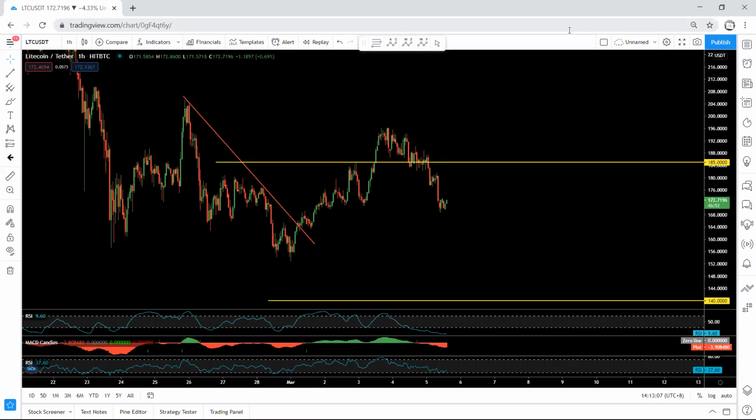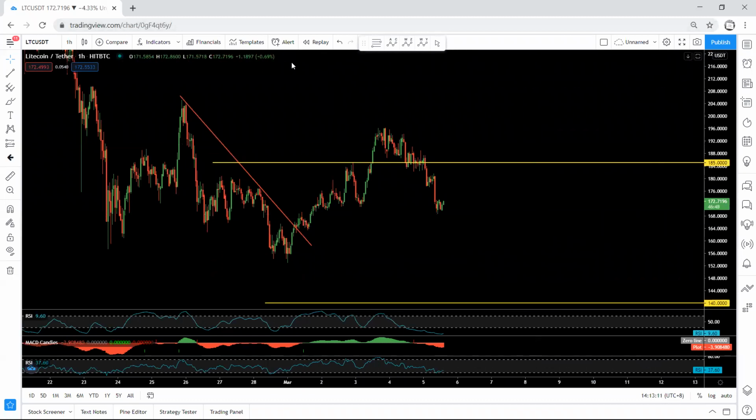LTC, now we start with the 1 hour chart. If we refer to our analysis, when the price was exactly here, we mentioned we're looking for buy. Actually, the price was here. We mentioned if we get a correction, we can look for sell, and this is what we get.